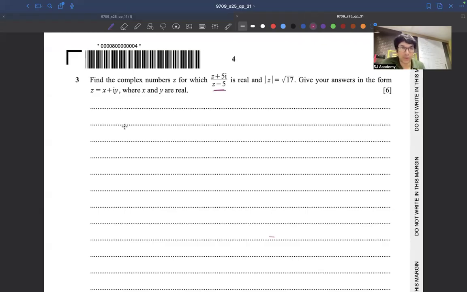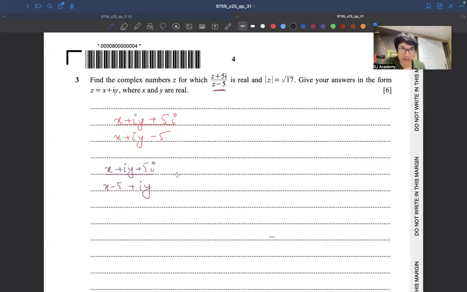So the first thing we can do is write, in place of z, x + iy, so (x + iy + 5i) divided by (x + iy − 5). Now we'll have to take the conjugate, but first, in the denominator, let's bring the real terms together. So let's write x − 5 plus iy, and the numerator remains the same. Now we'll multiply by changing the sign of the denominator.